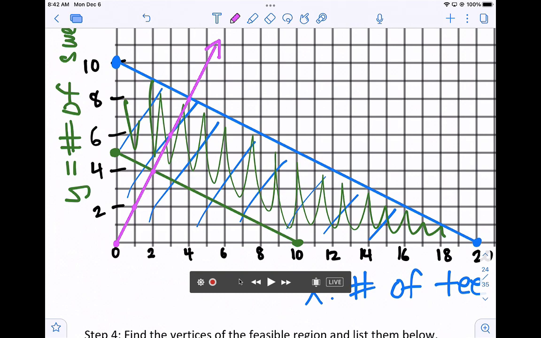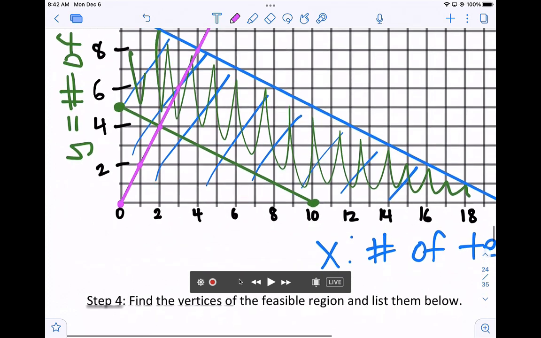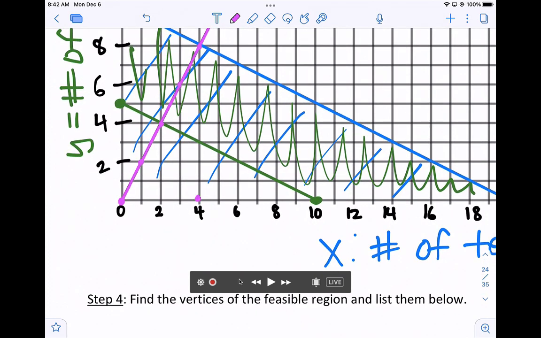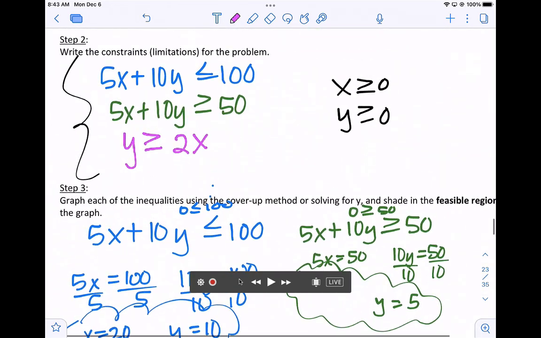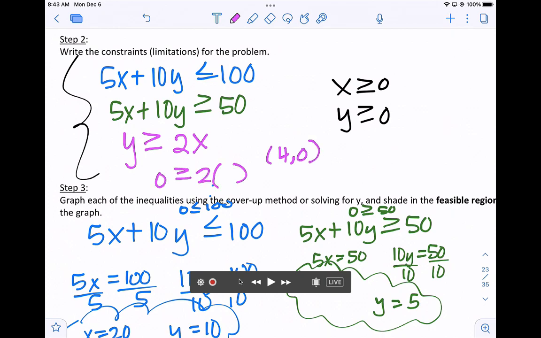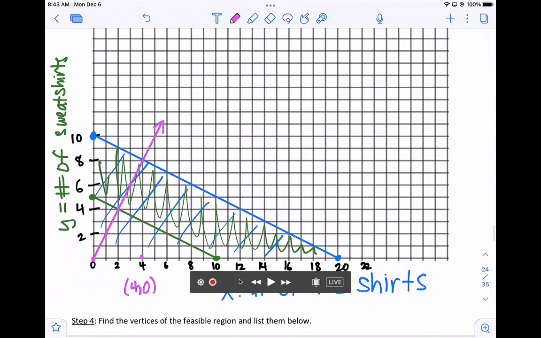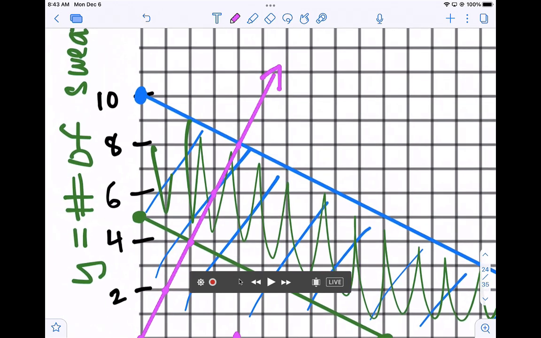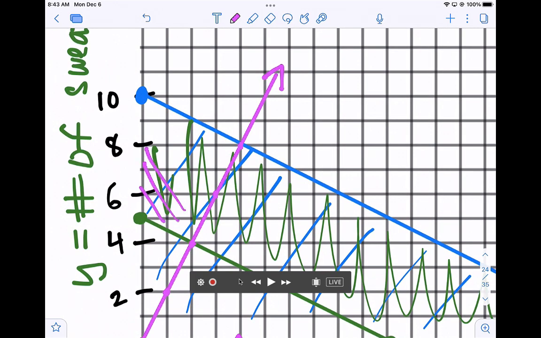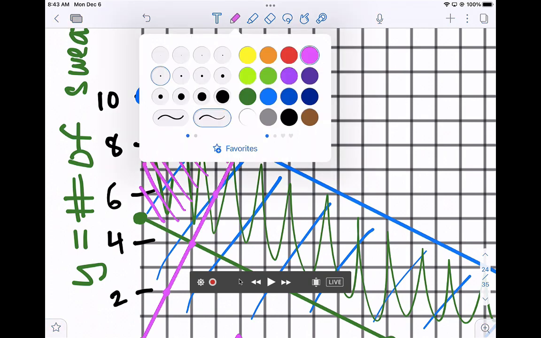And here's an example of where you can't use 0, 0 to test because it's on the line, so it's not going to tell you where to shade. So I'm just going to pick a point to test. I'll test this point, which is 4, 0. So let's plug that in for x and y. Is 0 greater than or equal to 2 times 4? And that's false. That was below the line, so it's false below the line. So I'm going to shade everything above the line. And here's our feasible region.